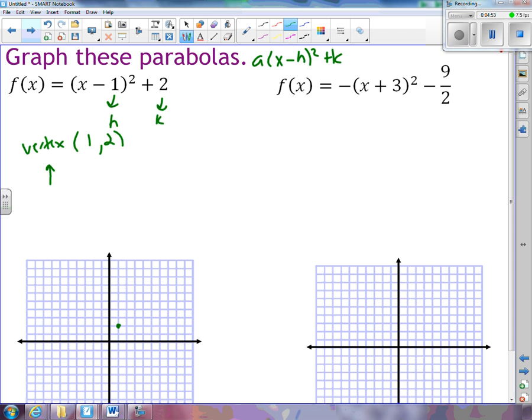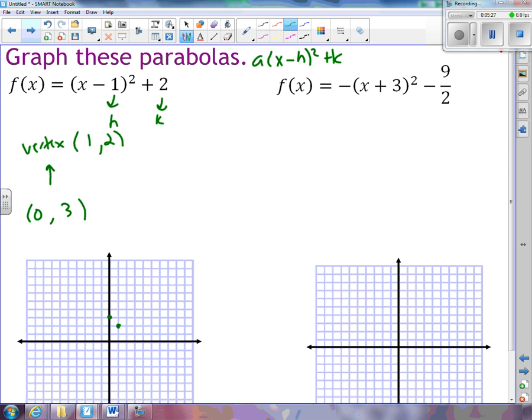And then the last thing we have to do is plug in any other point. You can plug in any point that you want. Let's plug in 1. I'm sorry, 1's not going to work. Let's plug in 0. If I plug in 0 into this equation, then I get 0 minus 1 squared, which is negative 1 squared, which is just 1, plus 2 is 3. So that will give me the y-intercept because I chose to plug in 0. So I have (0, 3).